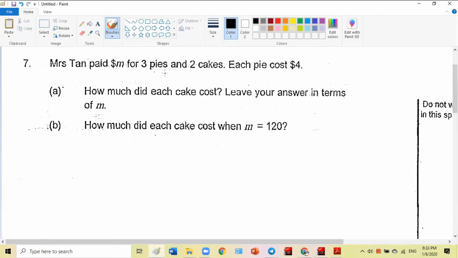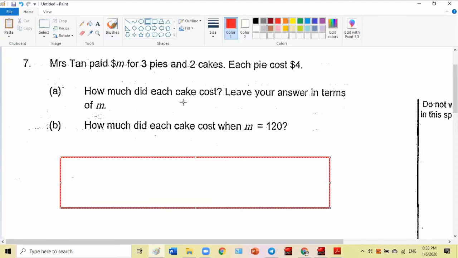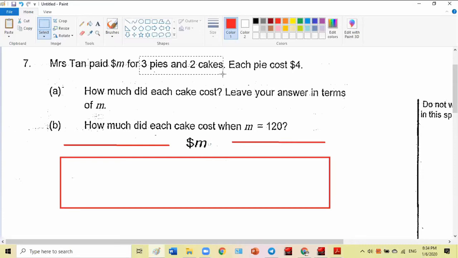Mrs. Tan paid $M for 3 pies and 2 cakes. Okay, here. If you really want to understand, here is the M dollars. Do you understand? Where is the M dollars? From here to here is M dollars, end to end. Ms. Rachel, do you understand what it is? M dollars. Pay M dollars here. See? M to M, M dollars for N to N for 3 pies and 2 cakes. There you go.